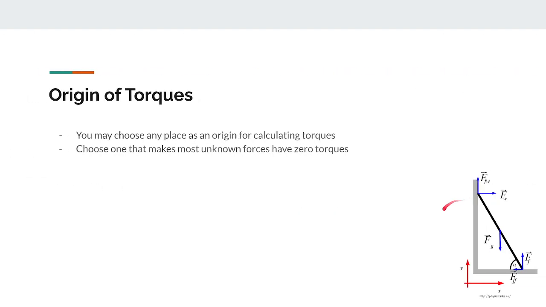Next, we have the origin of our torques. You can choose any place on an object or some kind of free body diagram as an origin for calculating torques. What's recommended is to choose an origin that makes the most unknown forces have 0 torque. So for this kind of ladder problem, we're going to try and choose this as our origin here, since there are going to be the most unknown forces that we can just reduce to 0. Because at the point of the origin, our torque is going to be 0.